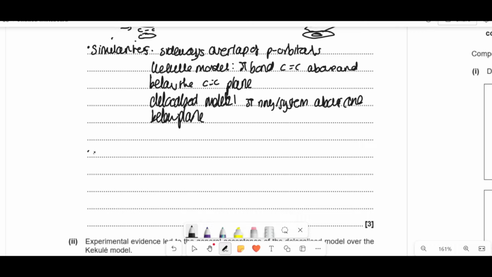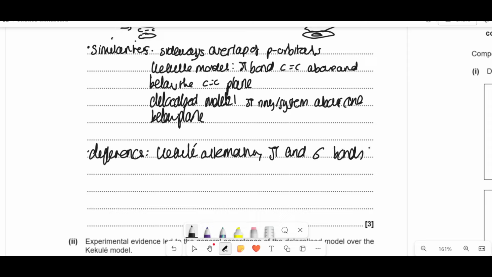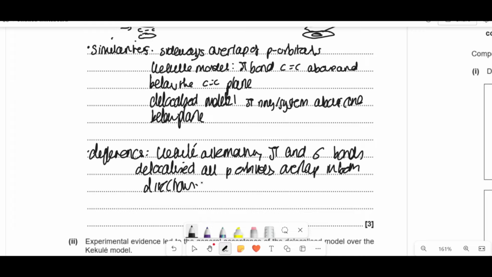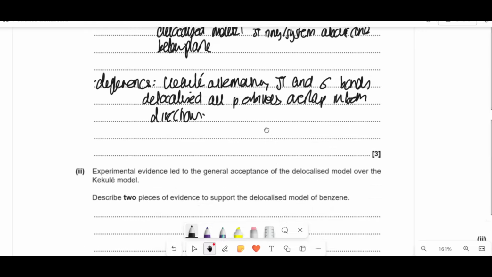The difference, however, is to do with their bonding. So in Kekulé's model, it had alternating double and single bonds, so alternating pi and sigma bonds, right? Whereas in the delocalized model, and add a diagram as well, I've done it there, so that helps, all the p orbitals overlap in both directions, like that. There you go. It's only just talking about the bonding, nothing more.